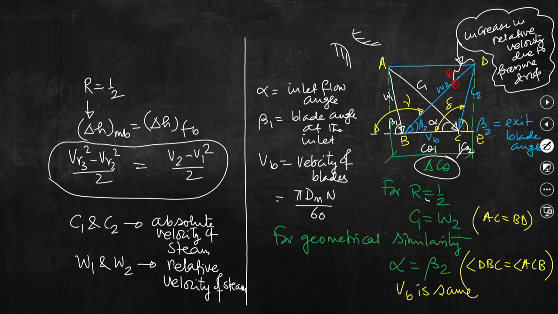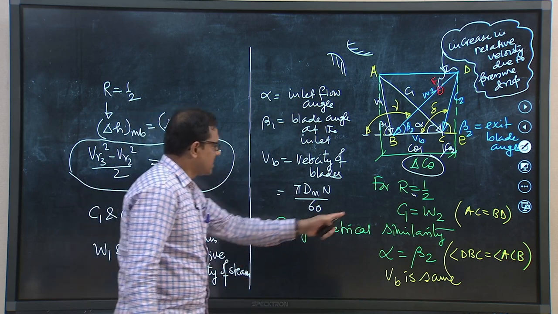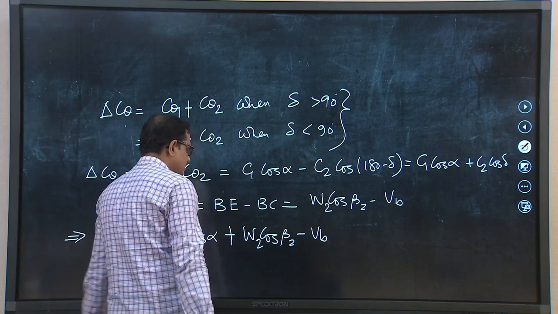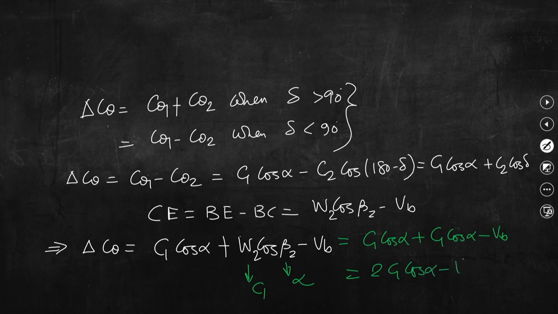So, angle DBC equal to angle ACB. Angle DBC, that is beta 2, not beta 1. By mistake I wrote it beta 1, but it should be angle DBC. So, beta 2. Now, what we can see is that W2 equal to C1 and beta 2 equal to alpha. So, we can write this expression in this form: C1 cos alpha plus C1 cos alpha minus VB, because beta 2 equal to alpha and W2 equal to C1. So, that means we are getting 2 C1 cos alpha minus VB.